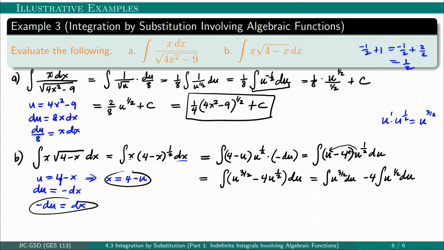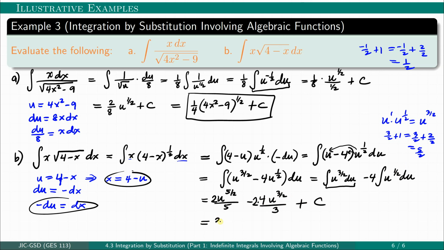Applying now the power rule to the first integral, we will just add 1 to the power. So 3/2 plus 1, this will be 3/2 plus 2 over 2, or this will be 5/2. So we will get u^(5/2) divided by 5/2, but the 2 will go up, minus 4 times, well, 1/2 plus 1 is actually 3/2, so this will be u^(3/2) divided by 3/2. The 2 will go up, plus a constant c.